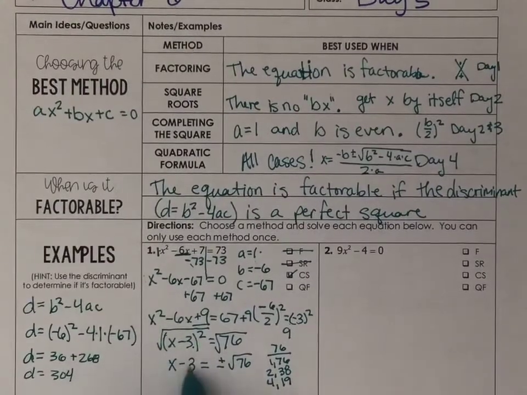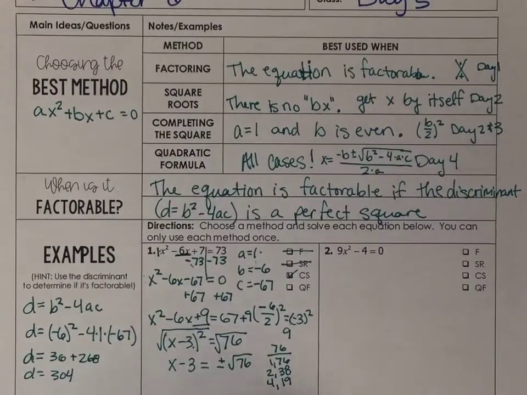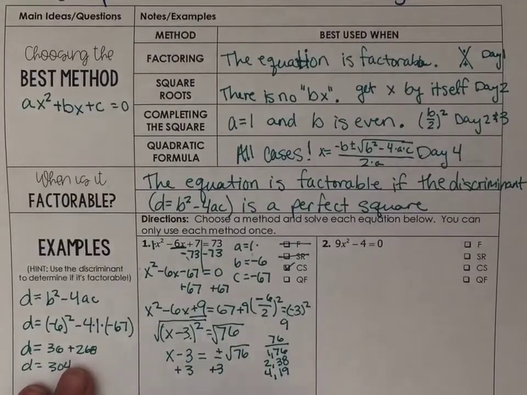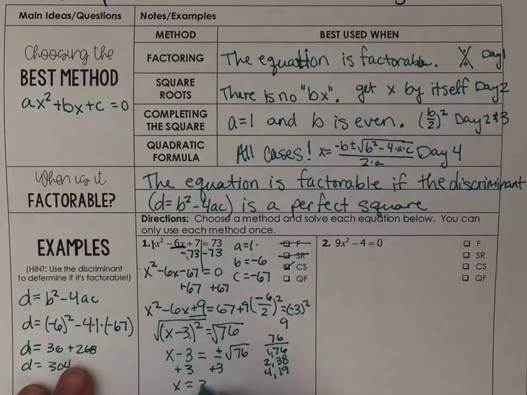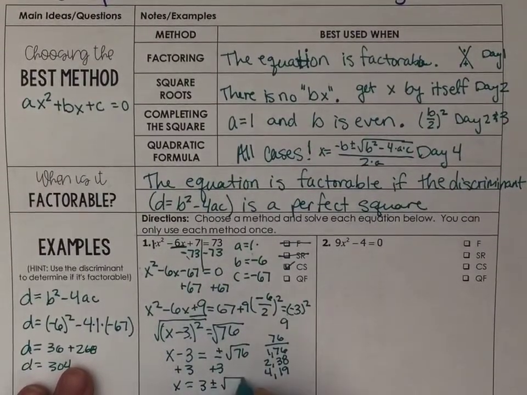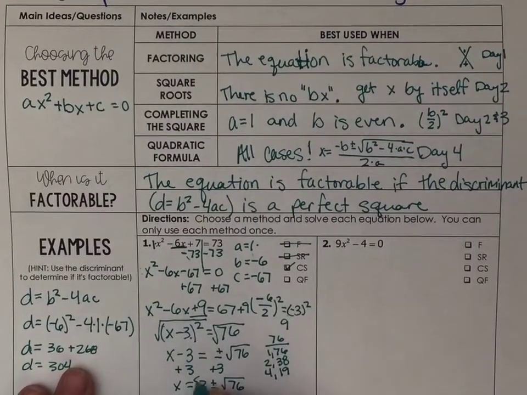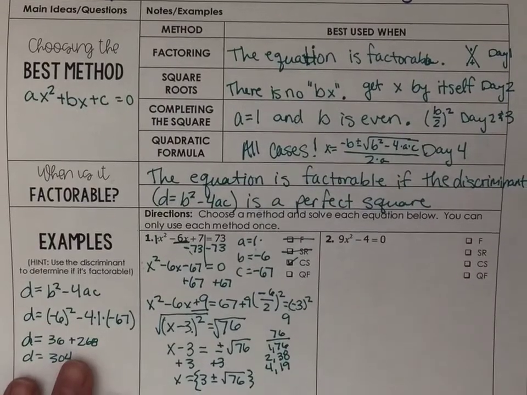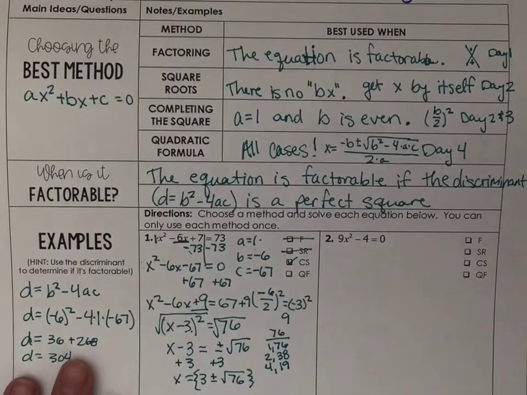Now I still don't have x by itself. This is x minus 3. So to get x by itself, I'm going to add 3 to both sides. And the more appropriate way to write this final answer is to have x equals 3 plus or minus the square root of 76. You can put that in curly brackets if you like, but either way that would be our solution.